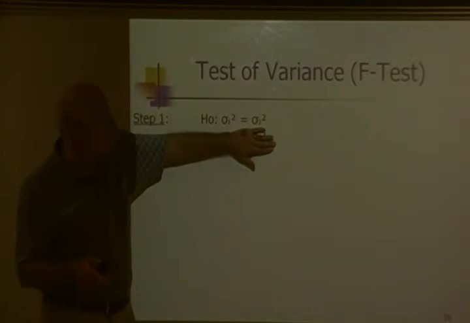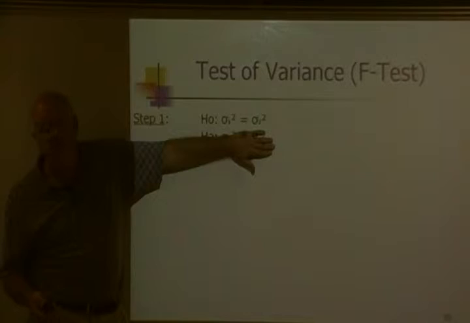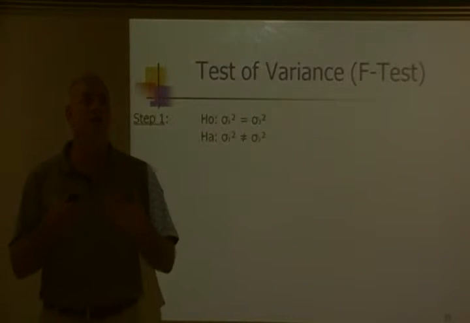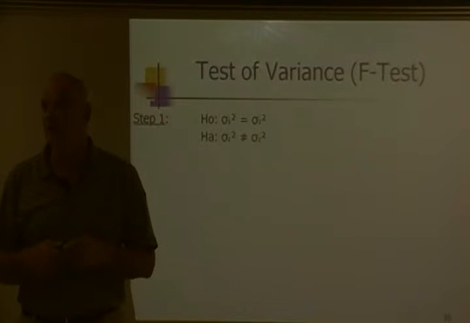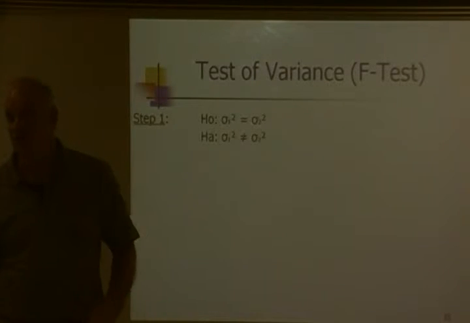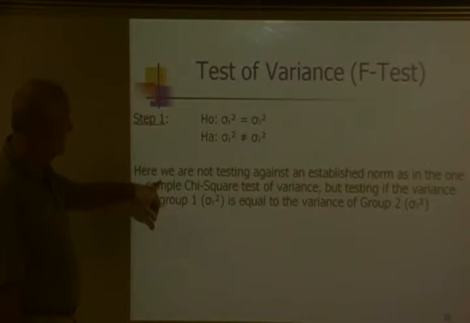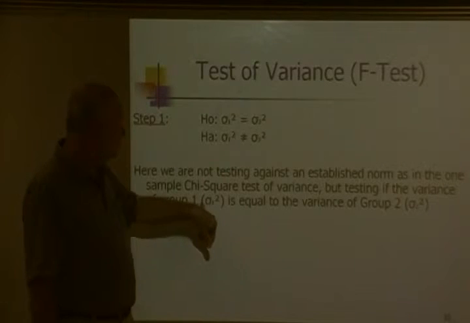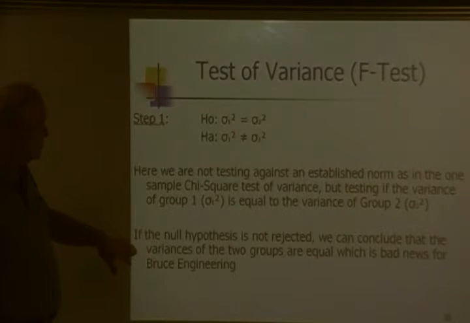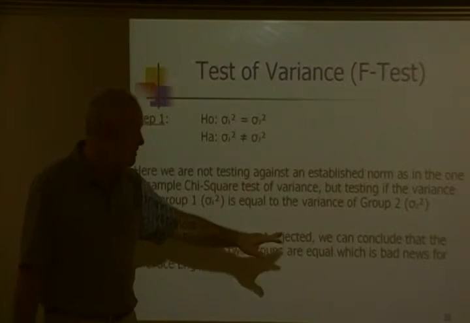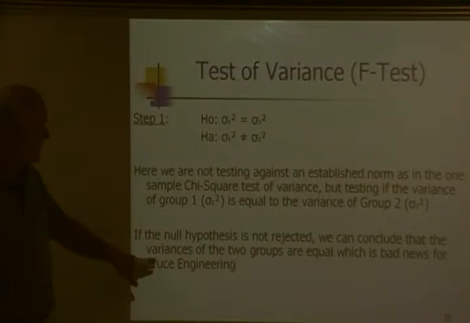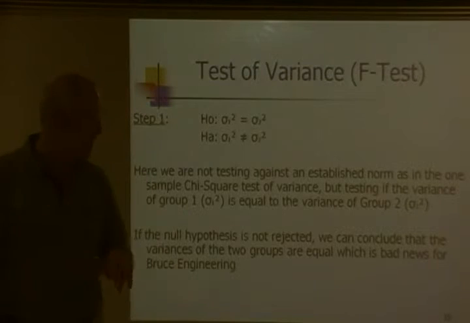If we didn't show any difference and we failed to reject the null hypothesis, it would be very difficult for Bruce Engineering to sell this machinery to another organization or business and spend a lot of money when they can still use the conventional method. So that's what we want to look at. The variance of group 1 equals the variance of group 2. If the null hypothesis is not rejected, we can conclude that the variances of the two groups are equal, which is bad news for Bruce Engineering.